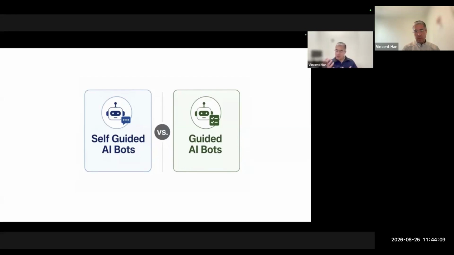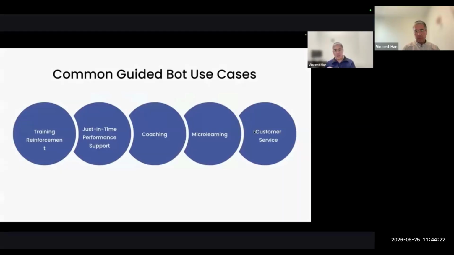state. Now, under a guided bot, the organization will have strategy, will have many components that the user is not aware of or is not up to speed on yet. And so a guided bot can be programmed to fill in those gaps for users. Common use cases for guided bots: we talked about training reinforcement, performance support. Coaching is an incredible use case for bots, and a really effective AI bot that's a coach can actually do a lot of the training.